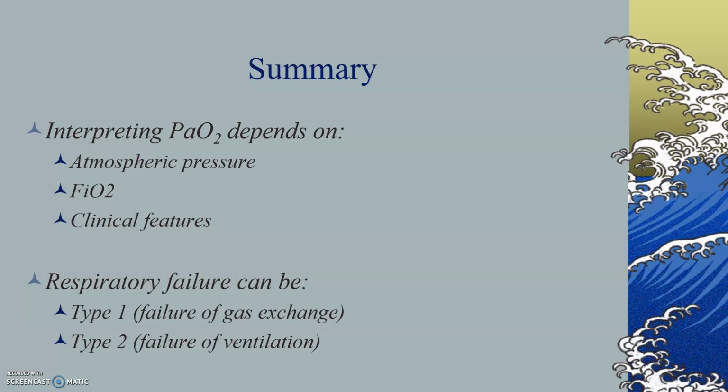So just in summary, interpreting the PaO2 depends on the atmospheric pressure, the inspired concentration of oxygen or the FiO2, and the clinical presentation of the patient. And respiratory failure can be type 1, which is failure of gas exchange, or type 2, which is failure of ventilation. Well, that brings us to the end of our two little talks on blood gas analysis.